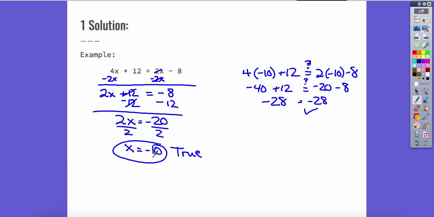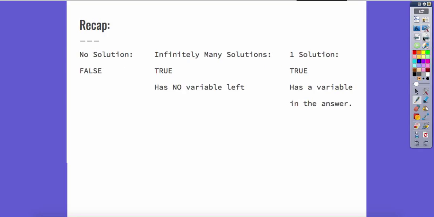It only is true when x equals negative 10. That's the only time. So here's just a quick recap. If you solve your equation and you get down to a false statement, there are no solutions. It's the only time in which you get a false statement that you will have anything. So if you get false, it's no solution.